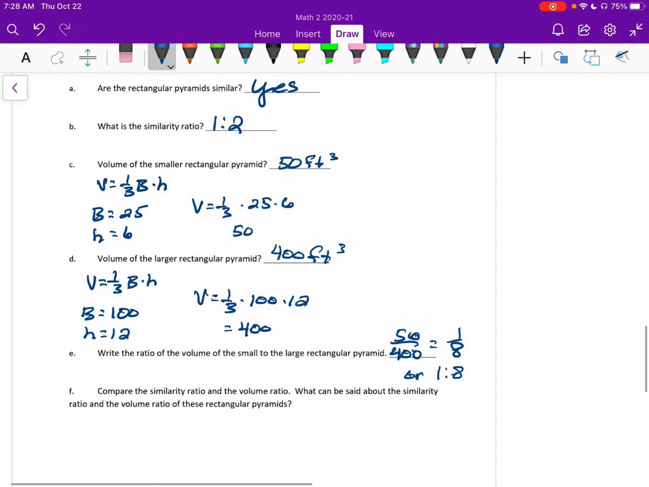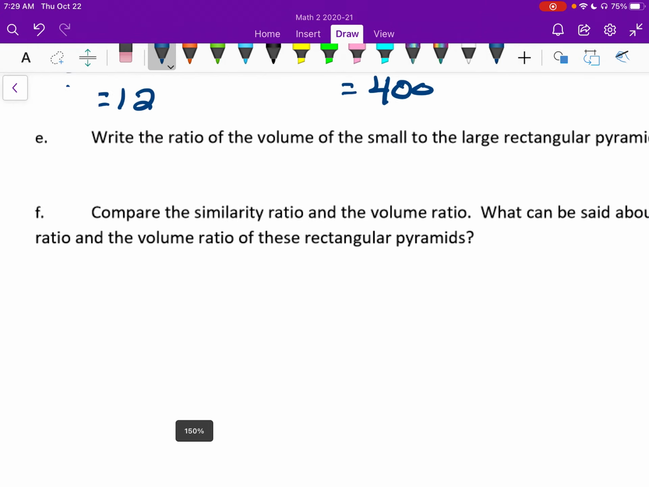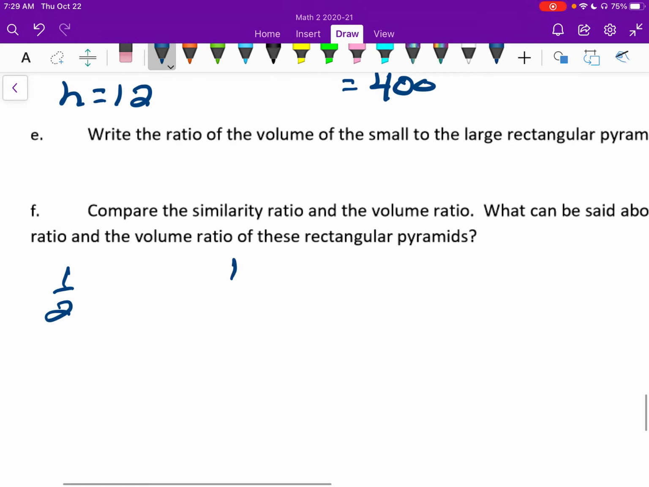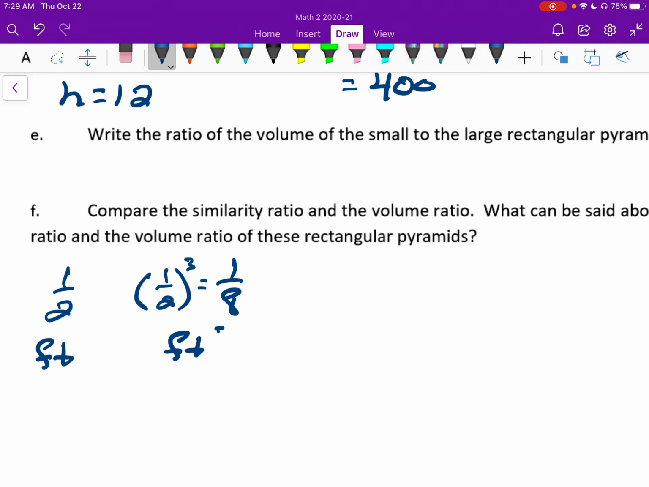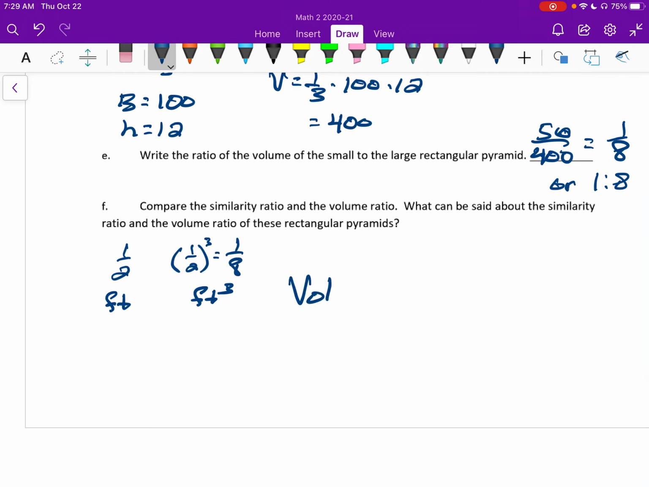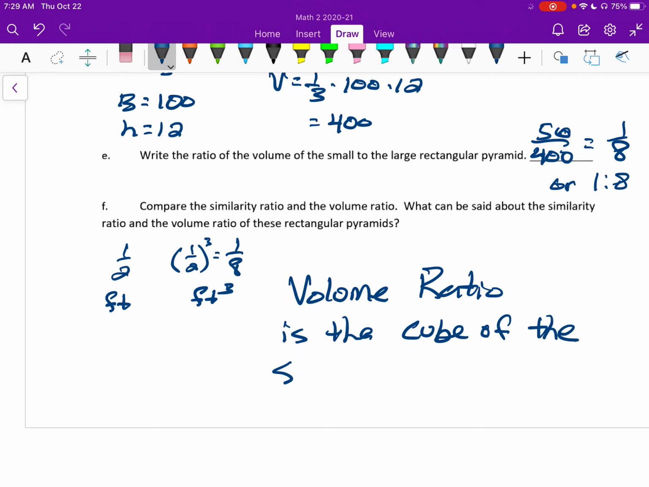Now we're supposed to compare the similarity ratios. Well, we've got that 1 to 2 and the 1 to 8. So we've got 1/2 and 1/8. Well, again, we're going to be wanting to try to make the 1/8 out of the 1/2. Well, that is 1/2 cubed. Right? We think about this is measured in feet. This is measured in feet cubed. So the volume ratio is the cube of the similarity ratio.